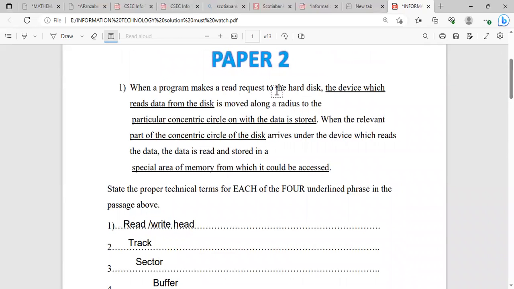When a program makes a read request to the hard disk, the device which reads the data from the disk, which is the read-write head, is moved along the radius to the particular concentric circle on which data is stored. So data is stored on the track. And for the third one, part of the concentric circle of the disk, which is the sector. And for the last one, it says the data is read and stored in the special area of memory from which it could be accessed, and that is the buffer.